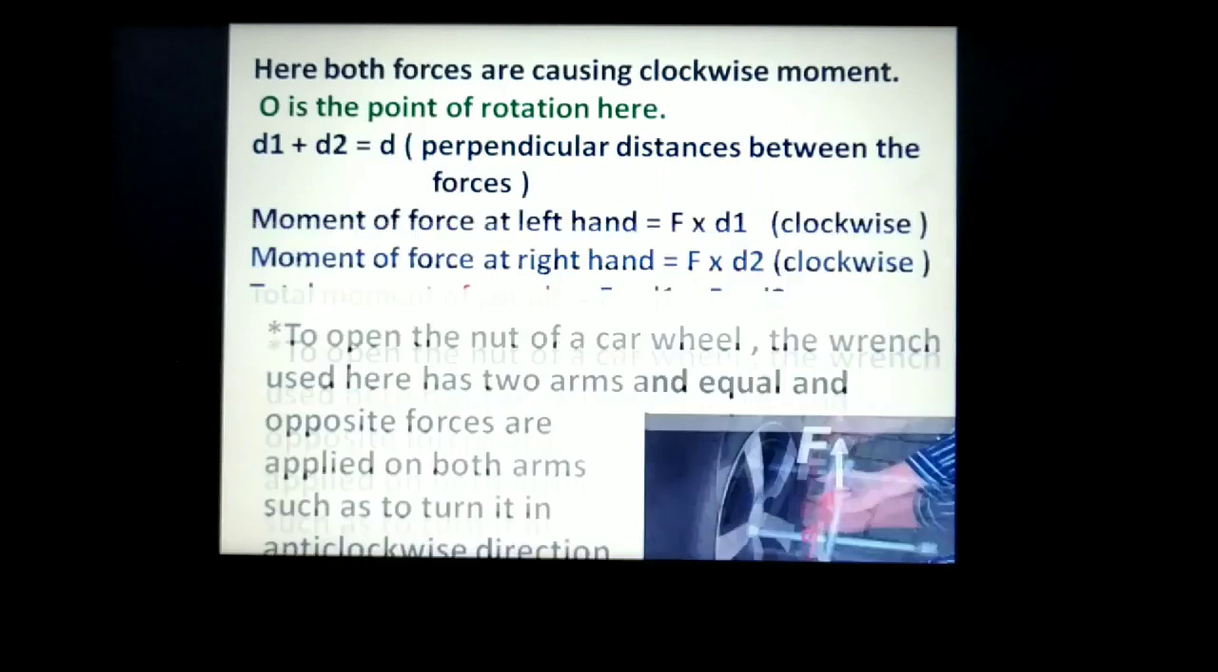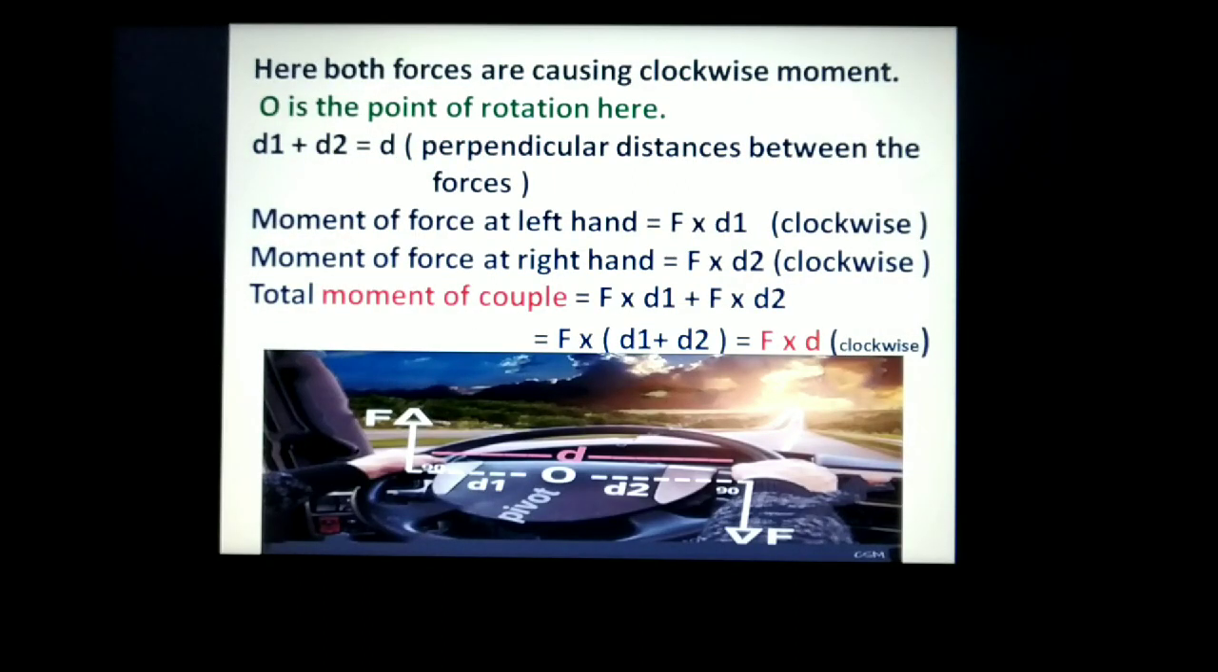Let us again see the steering wheel. Here, both forces are causing clockwise movement, as we can see, and O is the point of rotation. Also in the figure, D1 plus D2 is equal to D, that is the perpendicular distance between the forces. Now, moment of force at left hand is equal to F into D1 clockwise. Moment of force at right hand is equal to F into D2, that is also clockwise. So, total moment of couple is F into D1 plus F into D2, that is F into (D1 plus D2), that is F into D clockwise.